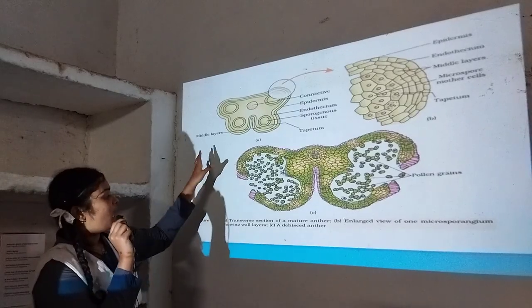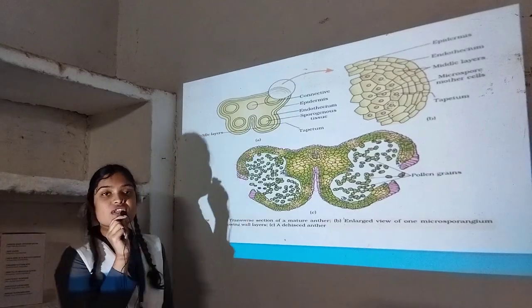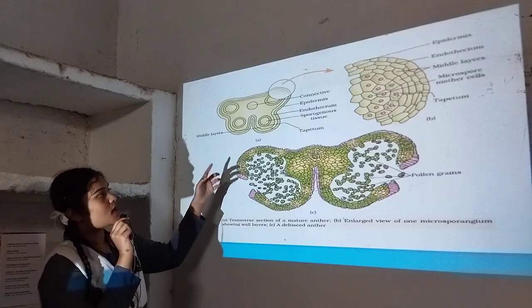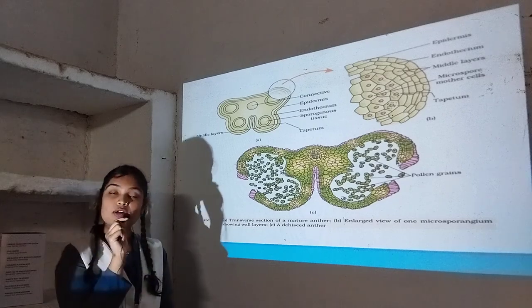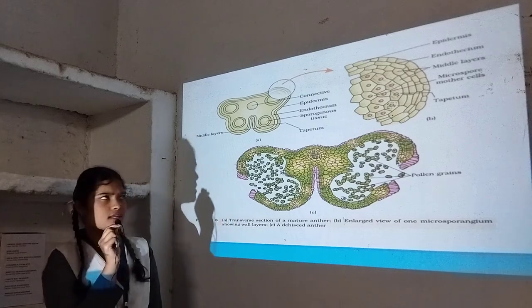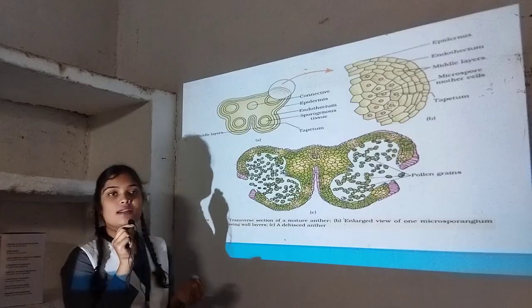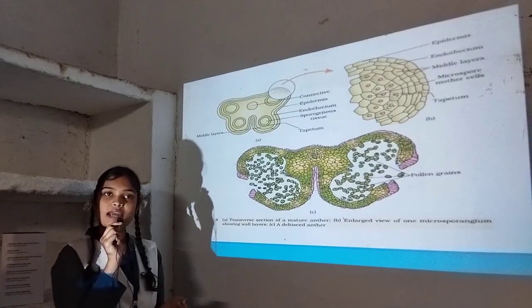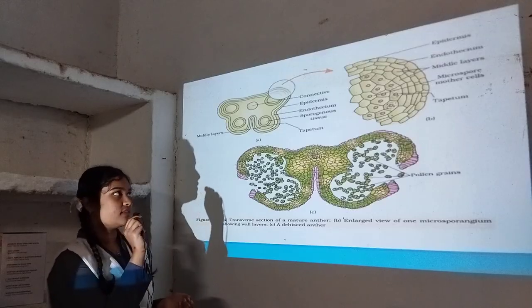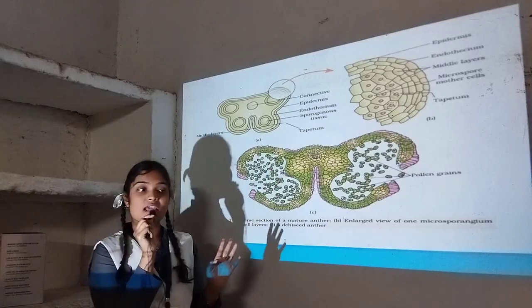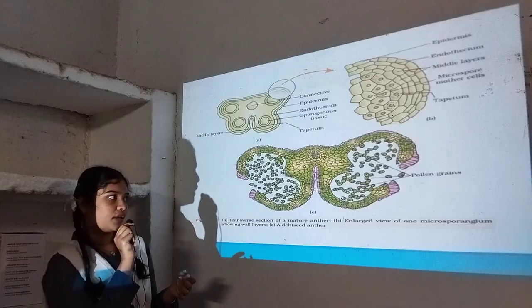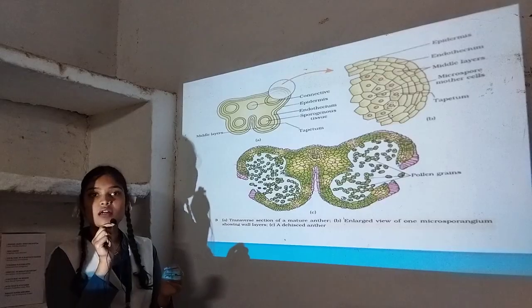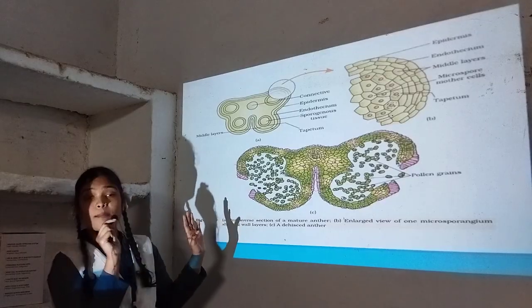This is the TS of a mature anther, which consists of four layers, and inside these four layers there is the MMC, microspore mother cell or pollen mother cell. The four layers are the epidermis, endothecium, middle layer and the tapetum. The outer three layers help in the protection and the dehiscence of the anther, and this tapetum helps in the nourishment of the pollen grain, and the PMC further goes through the meiotic division and forms the pollen grain.